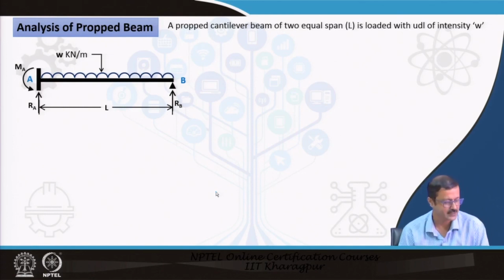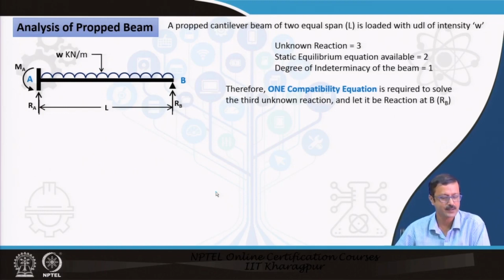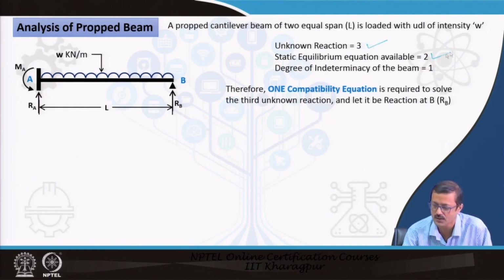So, it is a propped cantilever beam, and it has 1 degree of indeterminacy because M A plus R A are 2 unknowns, and here R B is another unknown. So, 3 unknown reactions, 2 equations. So, 1 compatibility equation is needed, and this is very simple.